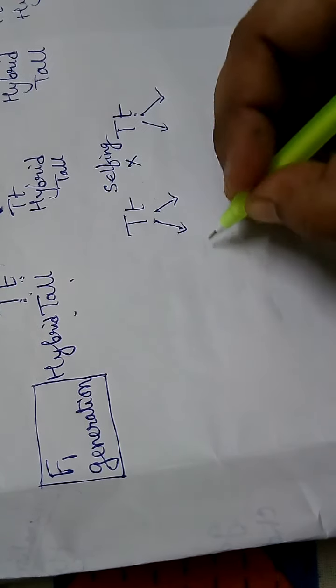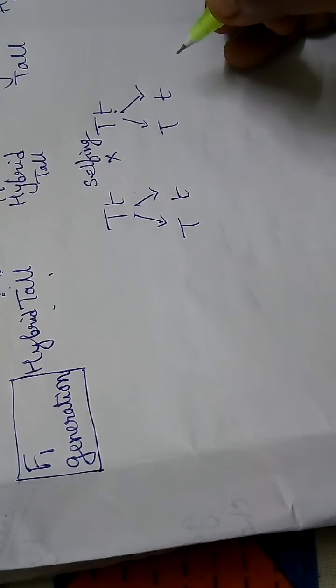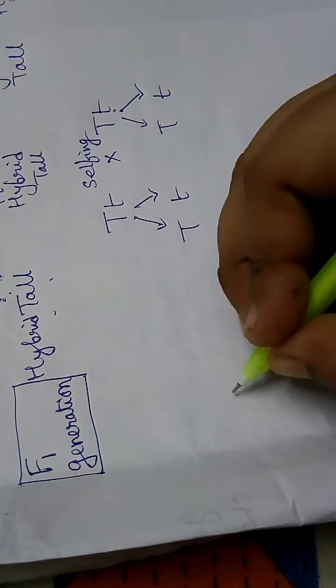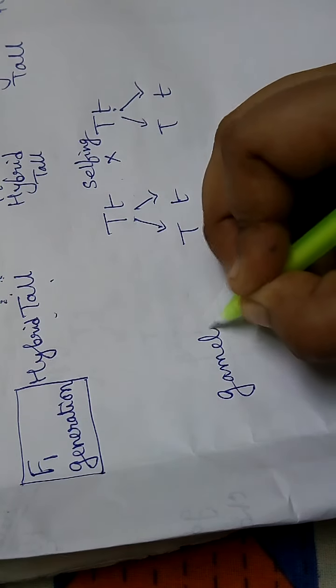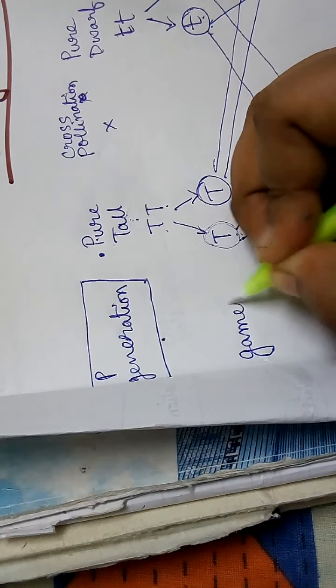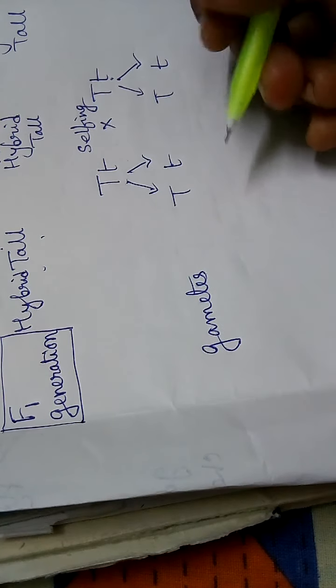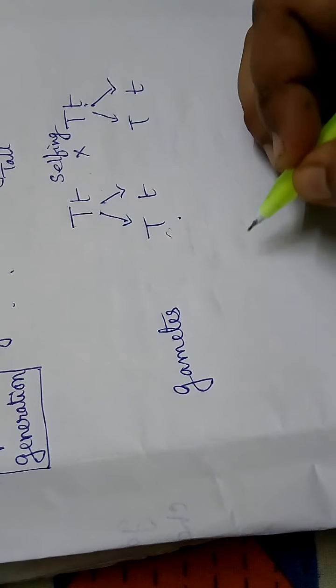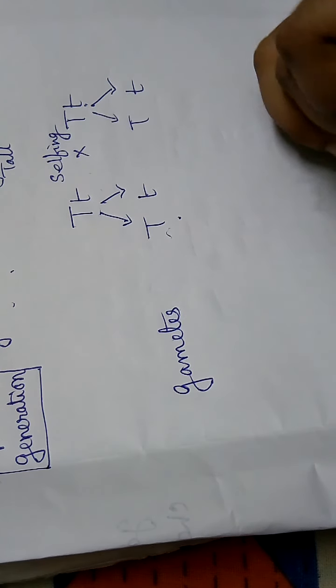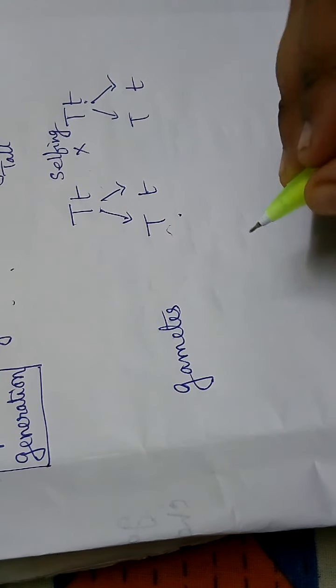Next, second step, gamete formation takes place, capital T with small t. In which process does gamete formation take place? In the meiosis process. So these are gametes. Here we also write gametes. These gametes now we put in a table. This table is known as checkerboard.